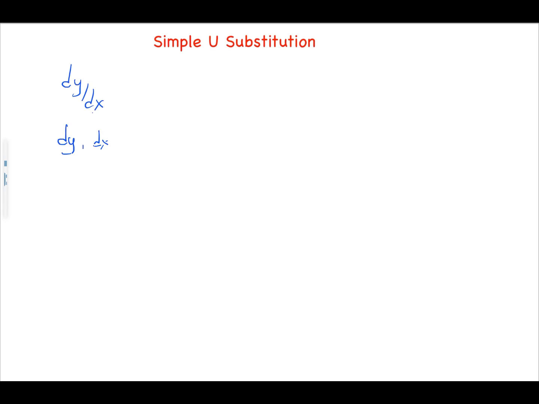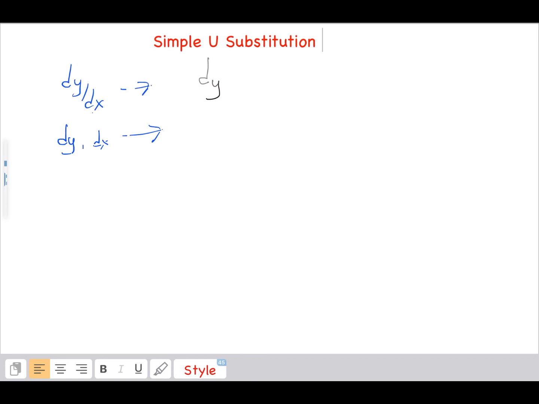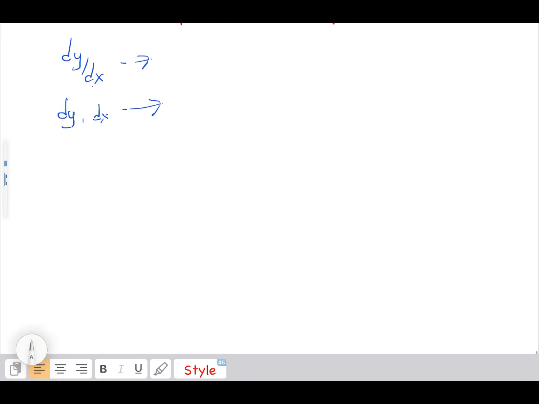Therefore, we can say that dy over dx is equal to f prime. I hope you all agree with this. We have already treated it.